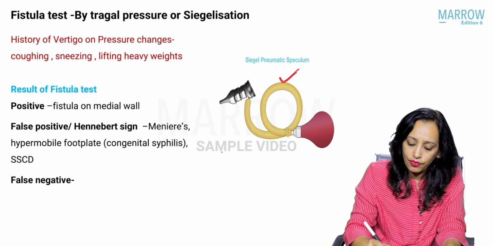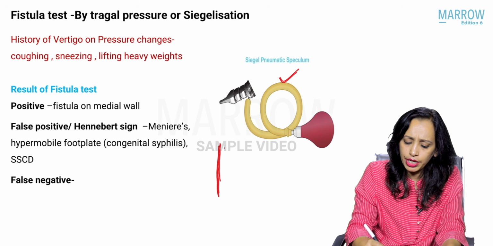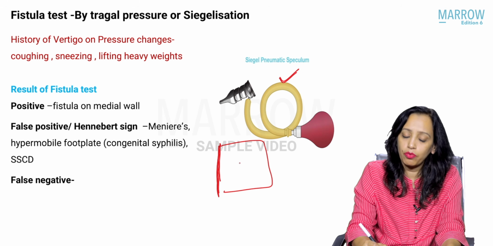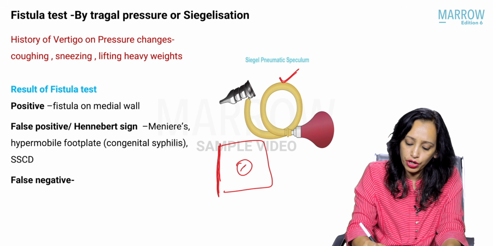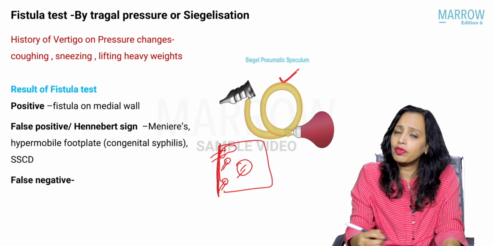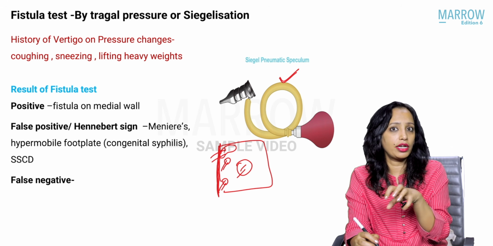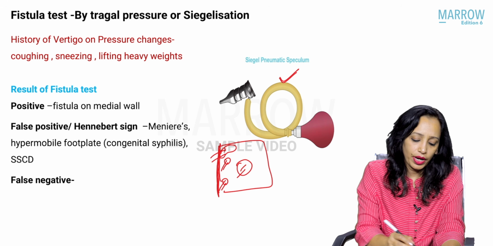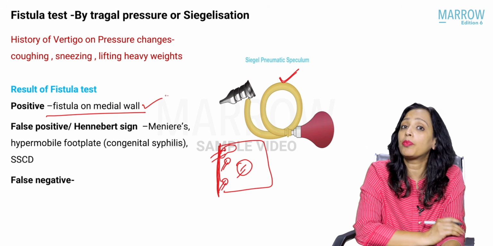Where is the fistula? Fistula on the medial wall. Where all can there be the fistula? Promontory cochlear fistula, fistula of the oval window, of the round window, of the lateral semicircular canal. Yes, so if there's a fistula anywhere on the medial wall, the fistula test will be positive.